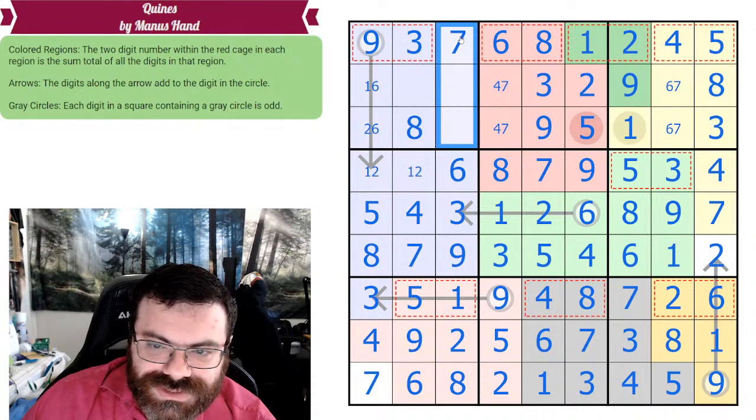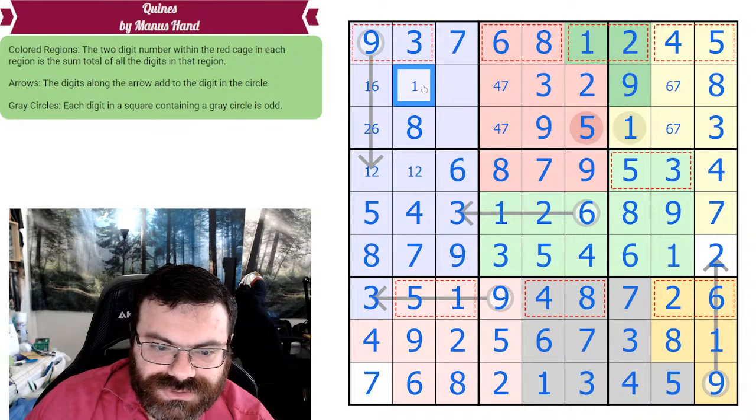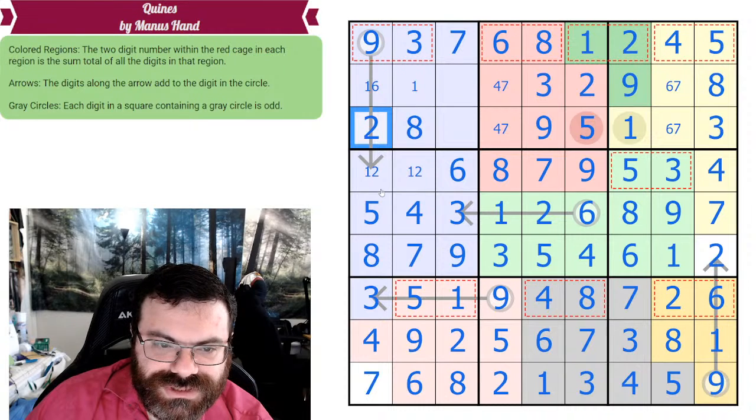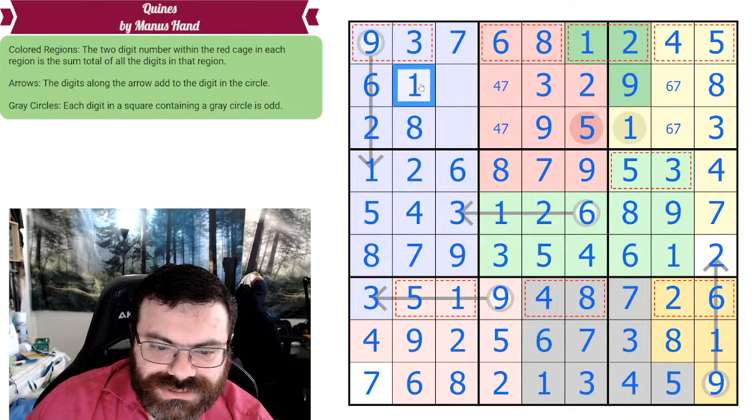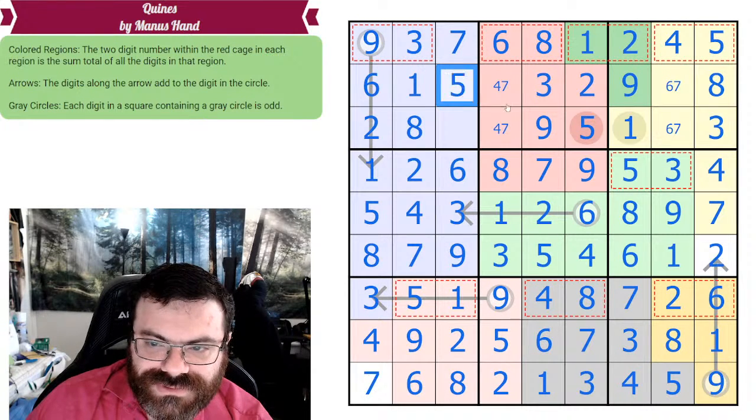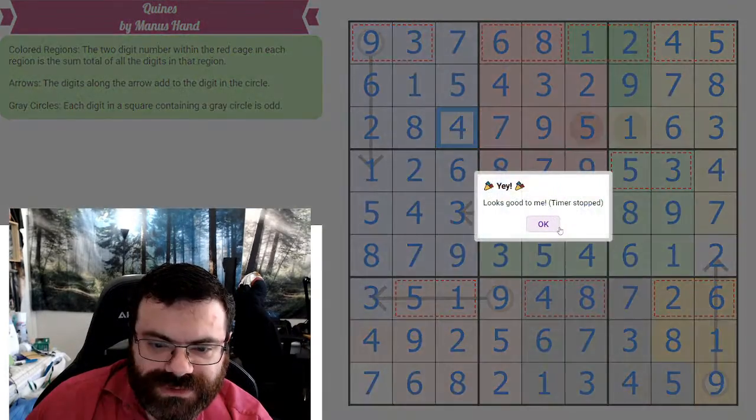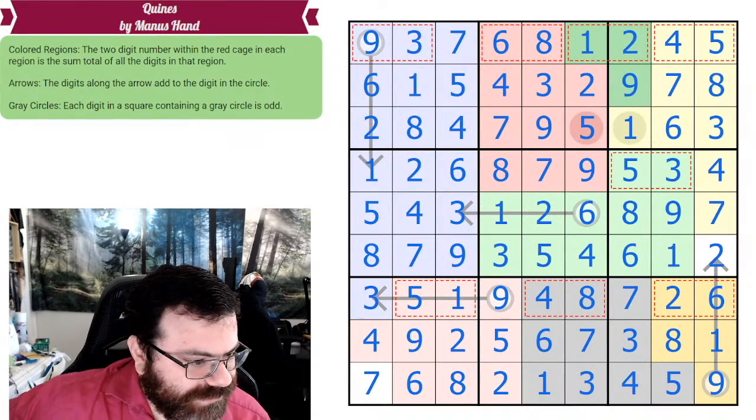Let's see. So 1's could be here. 2 could be, actually 2 is forced here. That's 1 and 6. That's a 2. This is a 1. Need a 4 and a 5. 5 goes here. This is 7 and 6. This is 4 and 7. That's a 4, and we're done. Alrighty.